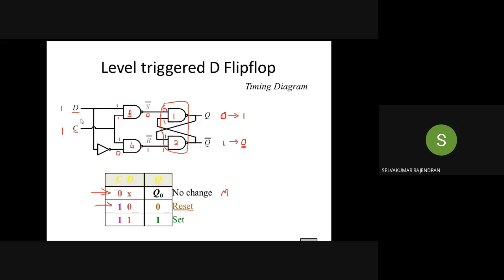Now for this input combination, Q goes to logic 1. That is set condition. Right? So hope you all understand the operation of D flip-flop.